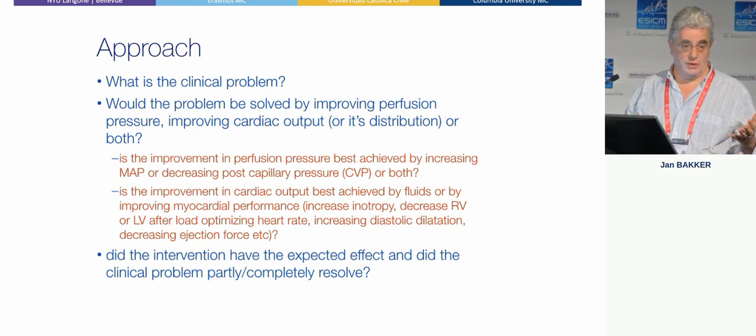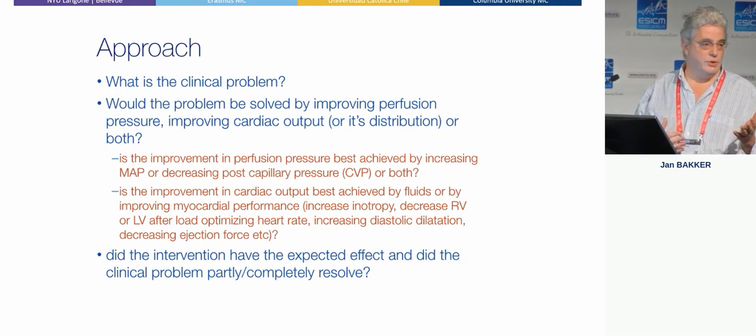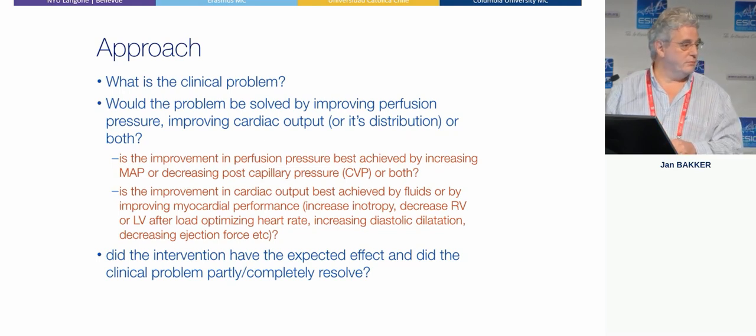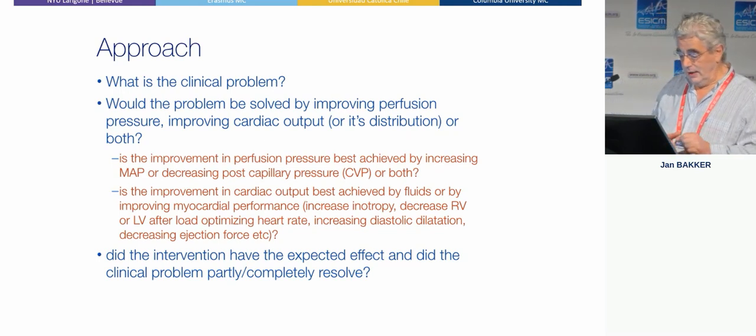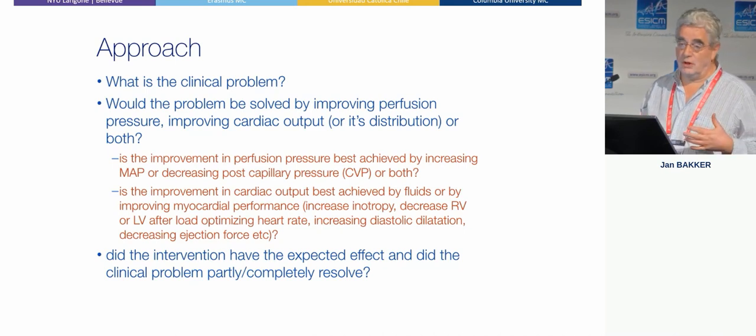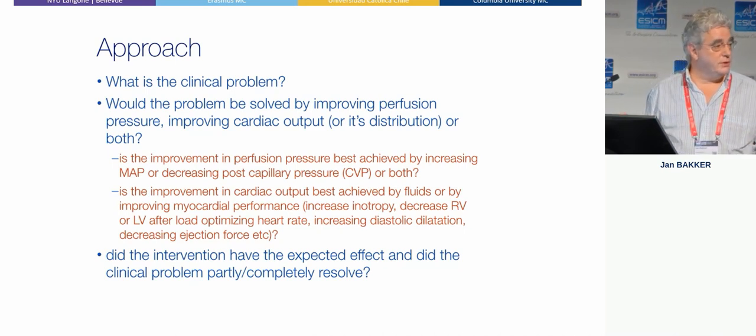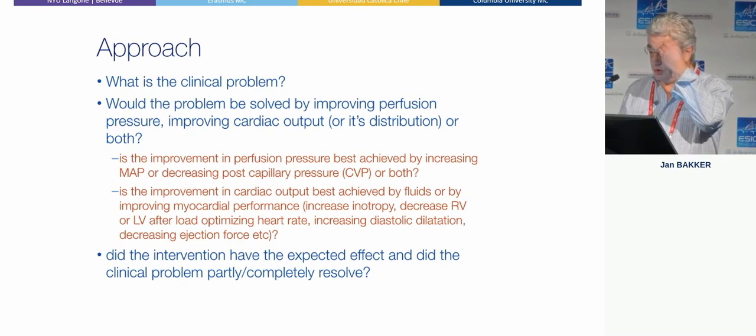Well, my first response in a patient with a CVP more than 15 in shock is not increase the blood pressure, but lower the CVP. And then the second, if you want to increase cardiac output, what's the best way to do it? And finally, check whether it helped, check whether it worked.